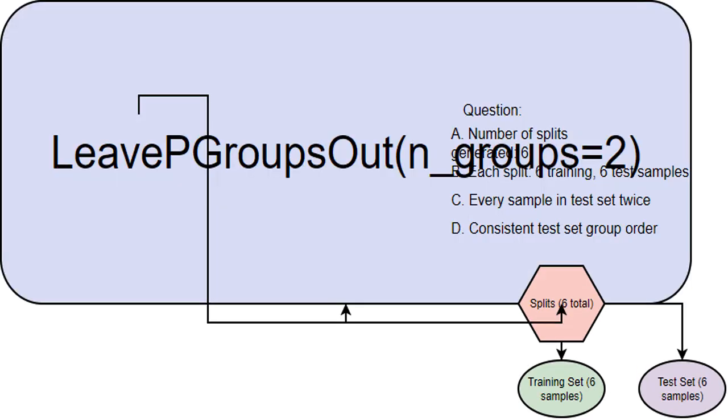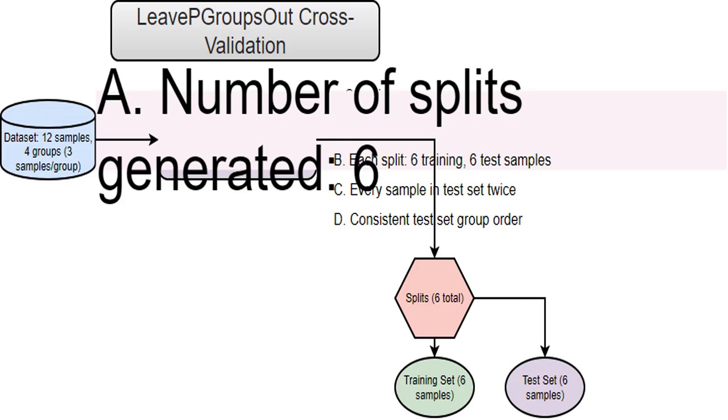I'm using LeavePGroupsOut and telling it to leave out 2 groups at a time during each cross-validation split. If I have 4 groups, and I choose to leave out 2 at a time, there are 6 ways to do this. I calculate this using the combinations formula. 4 choose 2 equals 6. Think of choosing 2 groups out of the 4 available.